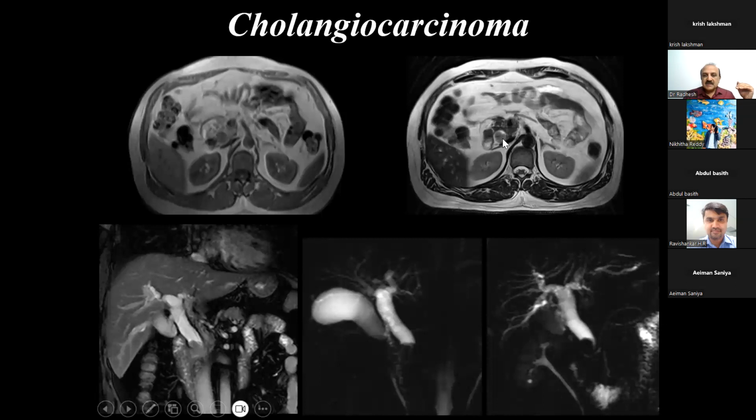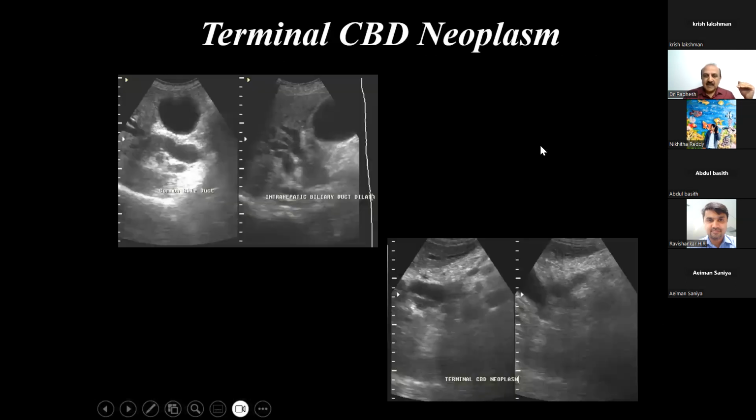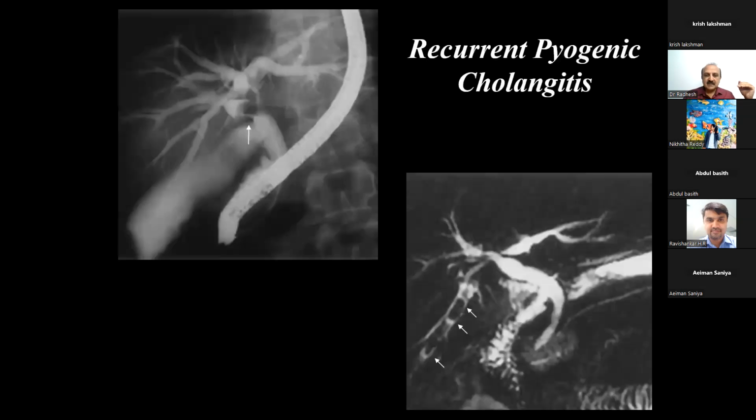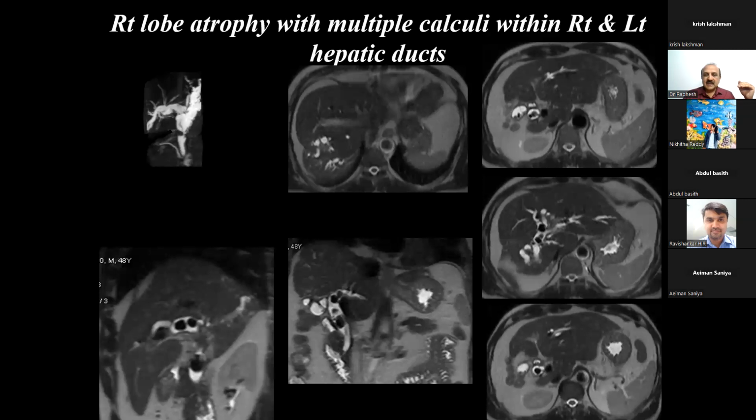But this is the CBD tumor. Look at the signal difference between the tumor and aorta. This looks gray, flowing blood looks black. And let's go back for a second and look at the calculus again. Look at this. The calculus looks black, almost like the aorta.